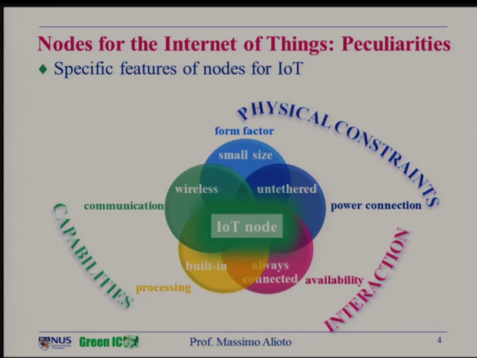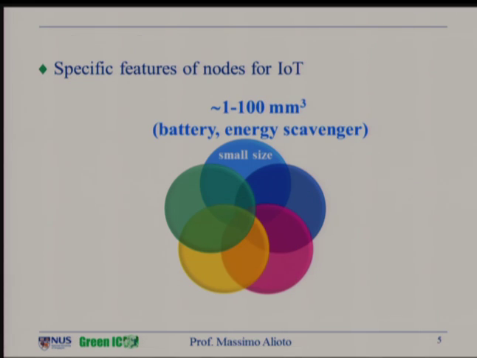The peculiarities of IoT nodes are defined by the intersection of different features set by physical constraints, such as size or power delivery, as well as capabilities, such as computing, processing, and communication, as well as the way IoT nodes interact with the external world. Regarding the size, usually the size of the system is mainly defined by the energy source, the battery or the energy scavenger. Hopefully, the size of IoT nodes should be from a few cubic millimeters to several tens, let's say 100 cubic millimeters.